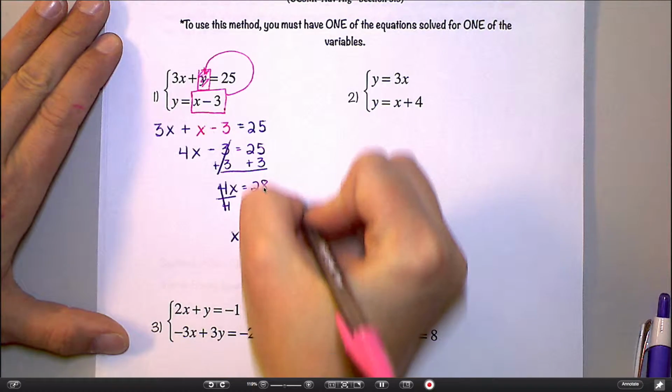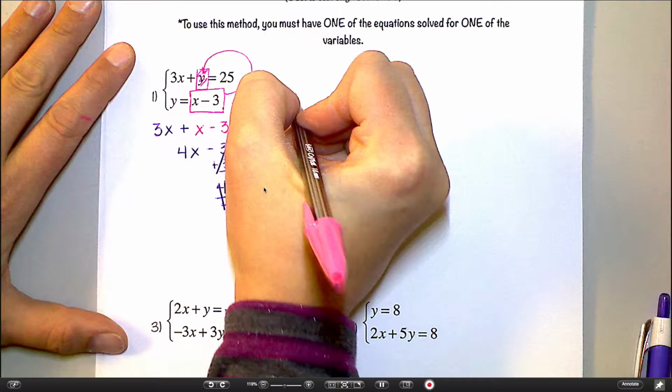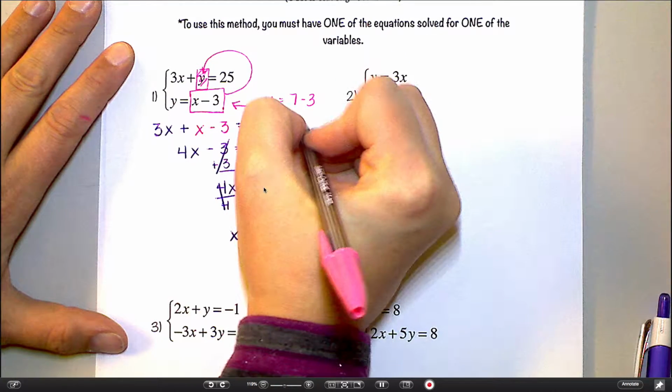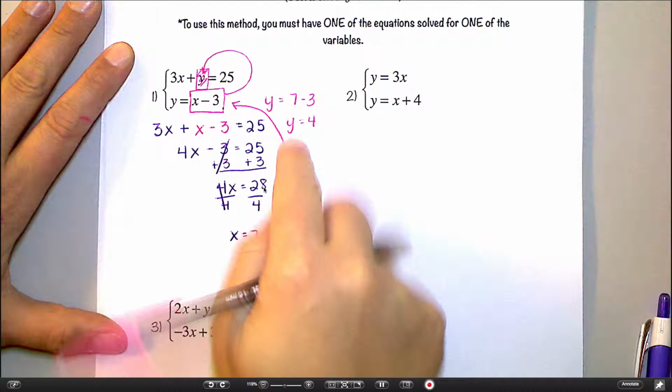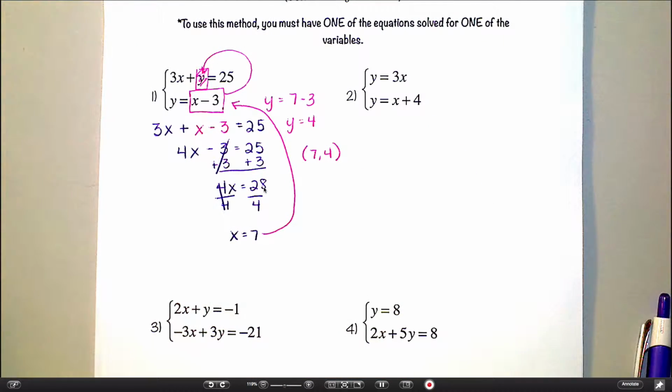So I'm going to take x equals 7, plug it in up here, and I'll have y equals 7 minus 3. So that means y equals 4. And then my coordinate would be 7, comma 4. And that would be my final answer. Good with that? Easy? Okay.